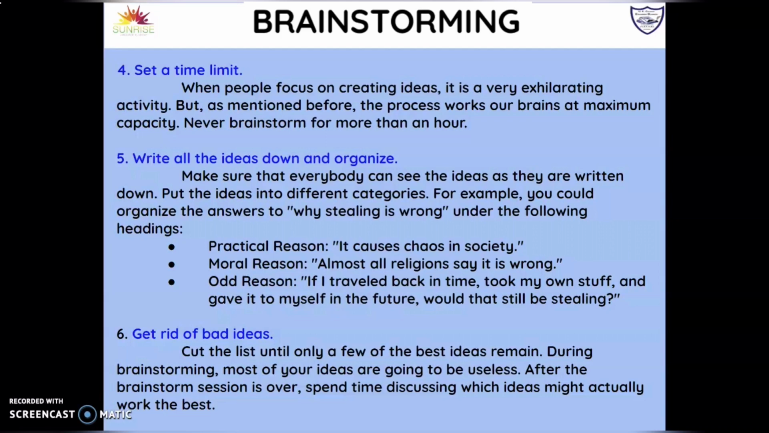Get rid of bad ideas. At the end of the brainstorming, when you've put all your ideas on paper, you're going to cut down the ideas. You're going to see which ideas are actually useful, practical, or even realistic. At that moment, you're going to realize which ones are useless, and those are the ones you're going to get rid of and cut out of your brainstorming, okay? It's important that you spend time discussing the ideas that actually work best for your project or your problem.